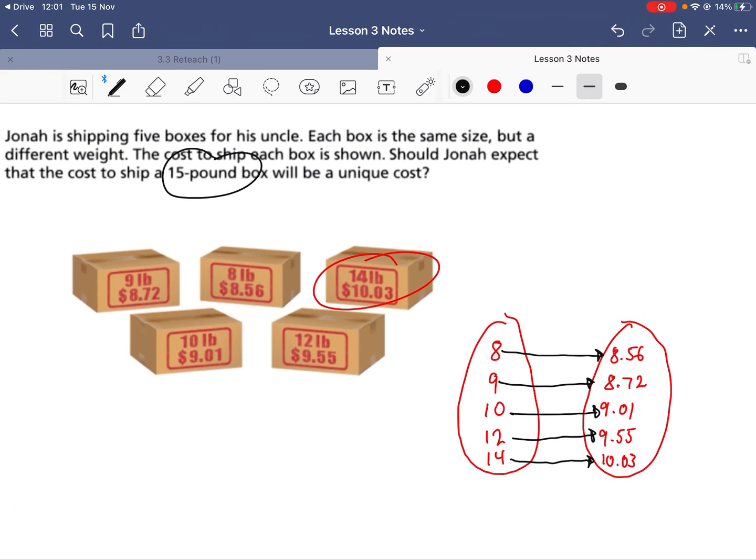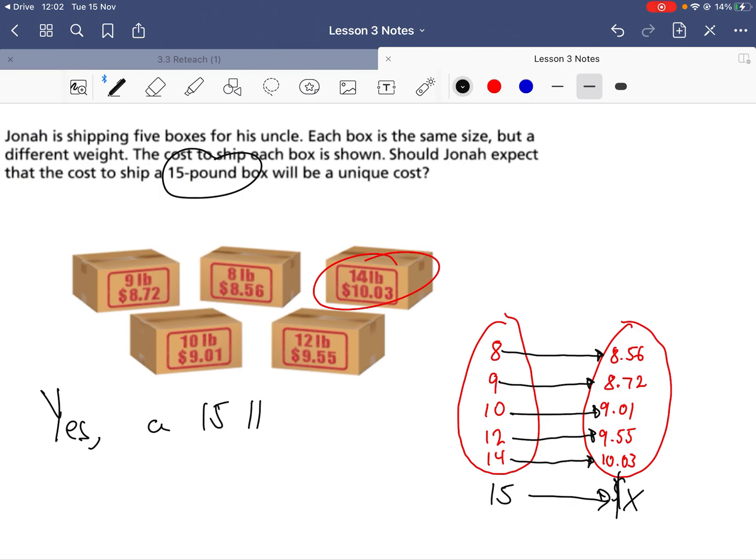So if we're paying something for 15 pounds, would it be any one of these values up here? Would 15 go to any one of these values? Probably not. We can assume that 15 would have a unique cost as well. We don't know what that unique cost is, but we know that it would have a unique cost. So would it have a unique cost? Yes.